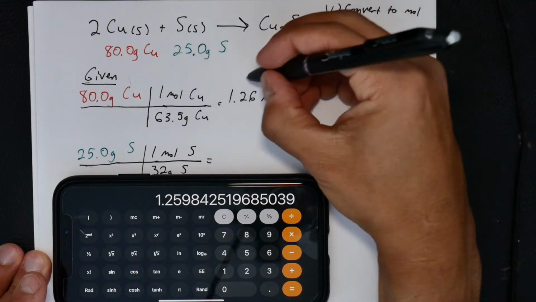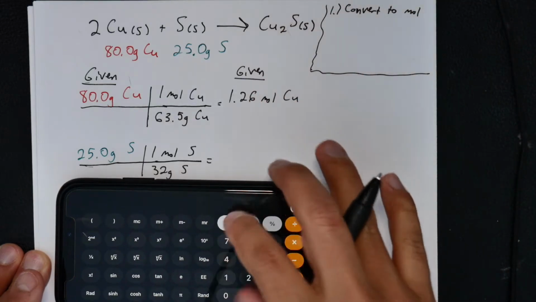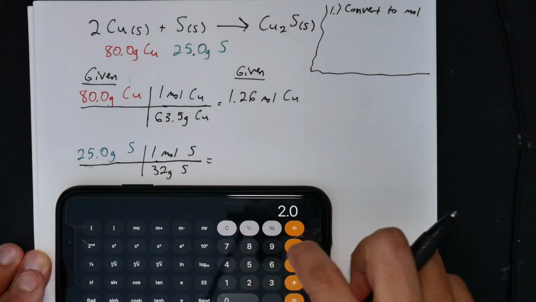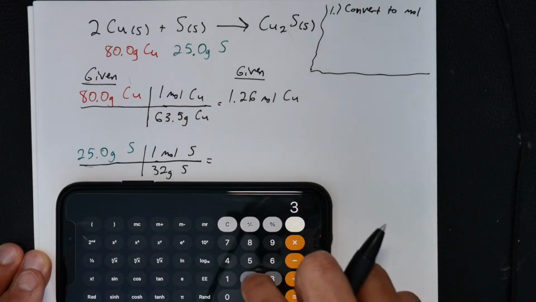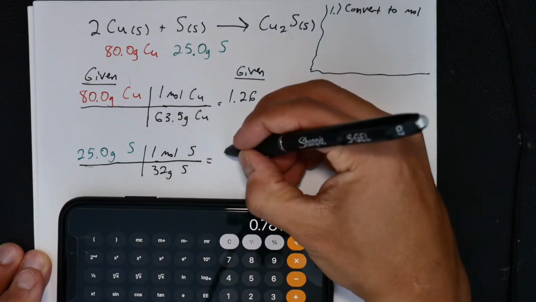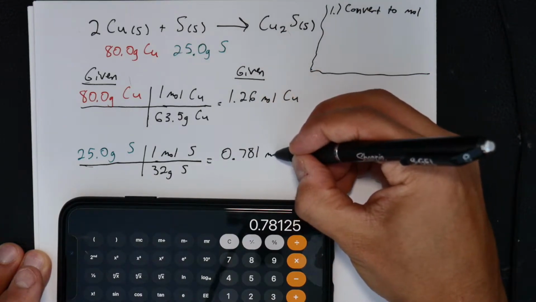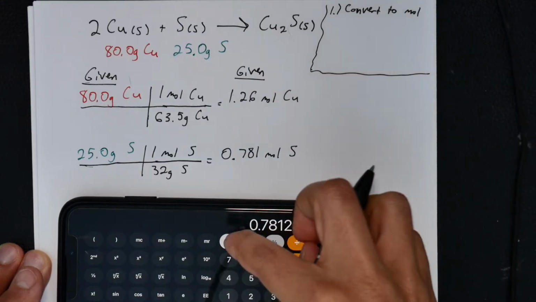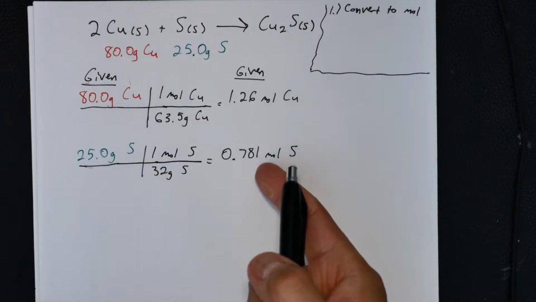And again, this is still what we are given. Okay, so we're given this. And as for our sulfur, 25 grams divided by 32 grams, we get 0.781 moles of sulfur. Okay, so step 1 again is still going to be convert to moles.